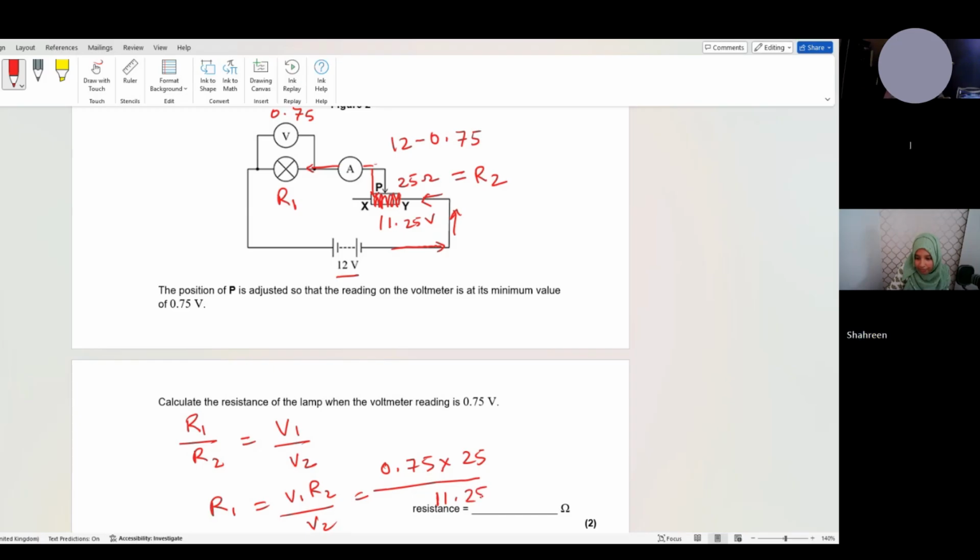0.75 times 25 over 11.25, that's 5 over 3. What's that in terms of decimal points? 1.67 ohms.